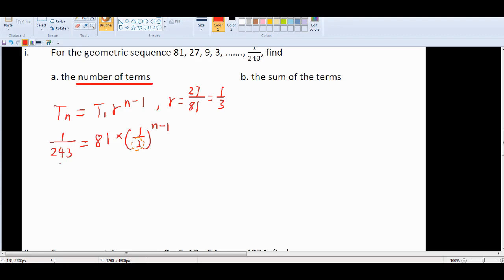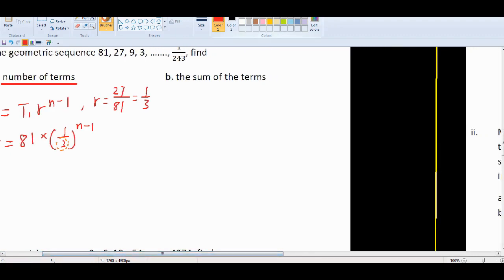Try to think about the power of 3. Let's have a look at the powers of 3. Of course, 3 squared equals 9, 3 to the power 3 is 27, 3 to the power 4 is 81, 3 to the power 5 is 243. So do we see 243 here?